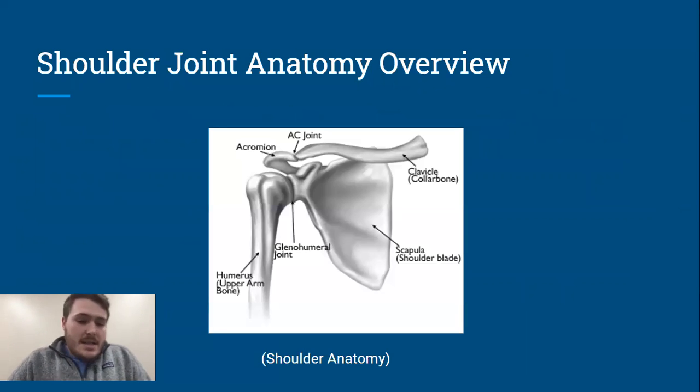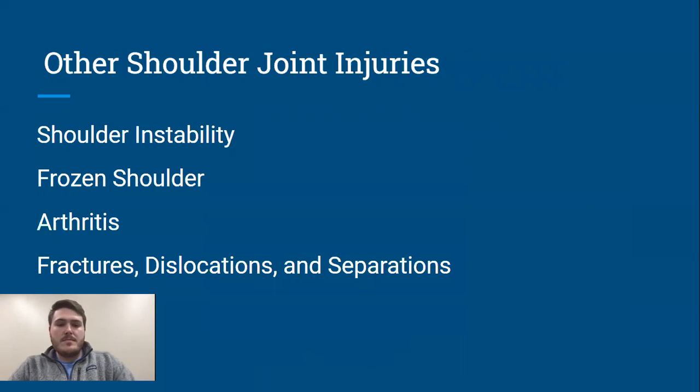Next is a picture of the shoulder anatomy. I'm just going to provide a brief overview. The shoulder joint is made up of the collarbone, the shoulder blade, and the upper arm bone. And now I'm going to get into other shoulder joint injuries.